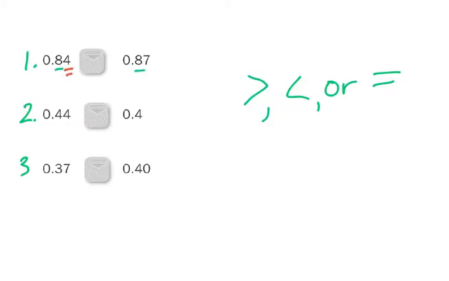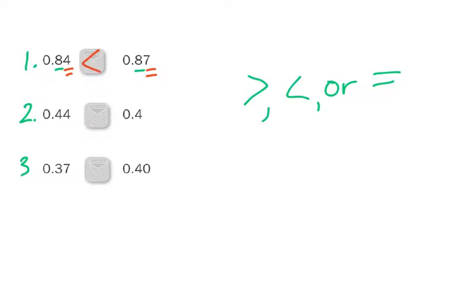Number 1 to 3 again. This time you're going to compare 3 new sets of decimals. Pause your video and write in greater than, less than, or equal to. Pause your video. Here we're comparing to the hundredths place. 8 is the same, so I move to the hundredths. 84 hundredths is less than 87 hundredths.